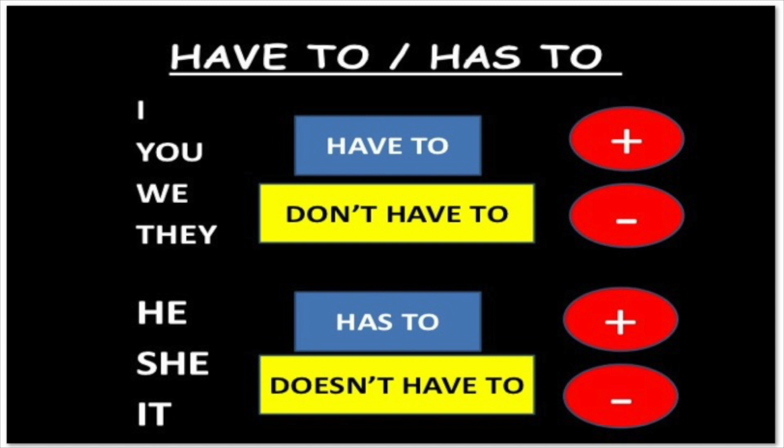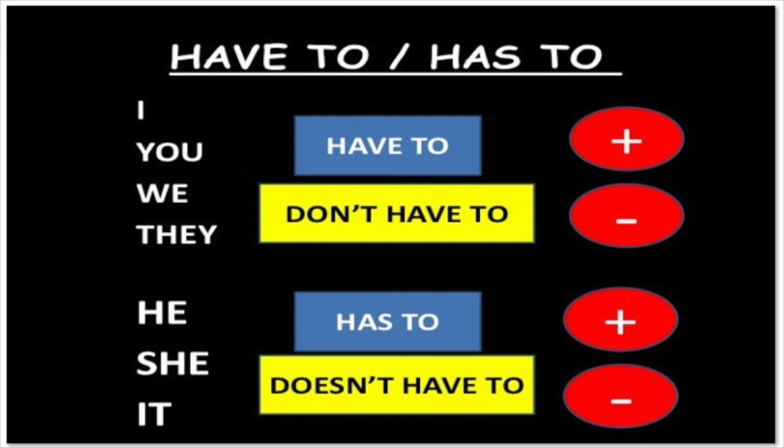So here's the rule, guys. Try to remember. For have to, I, you, we, they have to. And the negative form, don't have to. Yes, but if we talk about he, she, it has to. Yes, and if it's the negative form, doesn't have to. Yes, and that's the present tense.